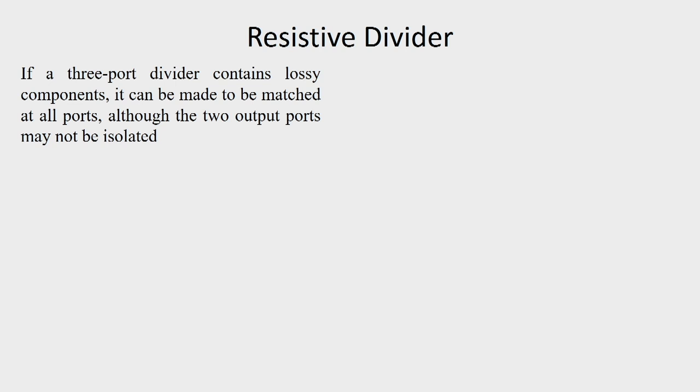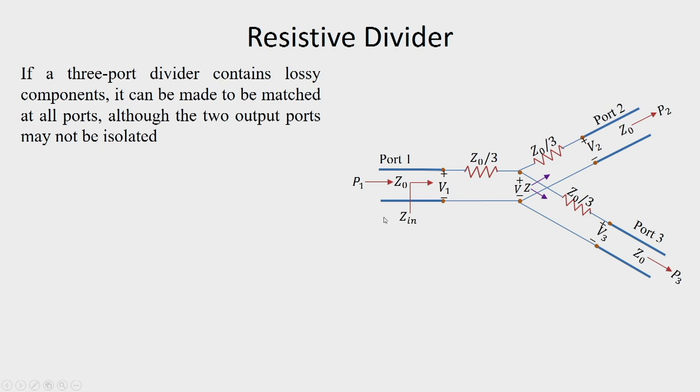So, let us see the structure of the resistive power divider. Here we have three transmission line sections, each of characteristic impedance Z naught, and they are connected in the form of a T, and also at the junction we have three resistances having values Z naught by 3 each. Here we are making an equal power divider. If we have an unequal power divider, these values will change. Now, let us see how this power divider operates.